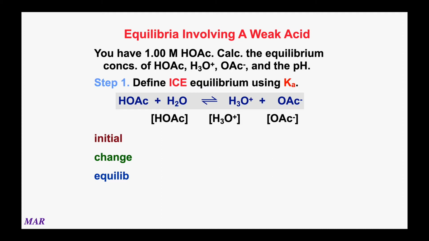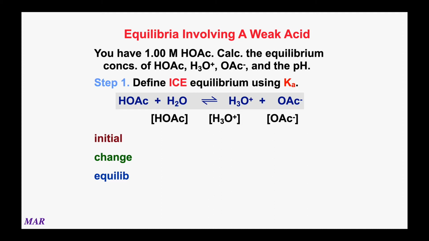In order to do this, we need, again, an ICE table, where ICE, again, is initial, change, equilibrium. We'll have the acetic acid followed by hydronium and acetate. We won't include water because water, again, is a liquid. No liquids and solids in equilibrium expressions.